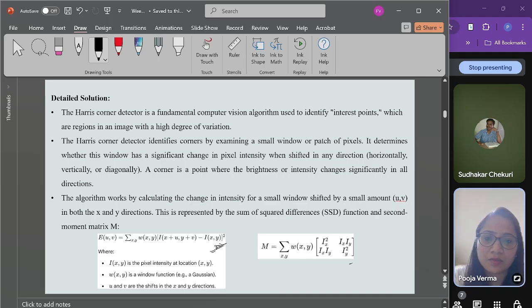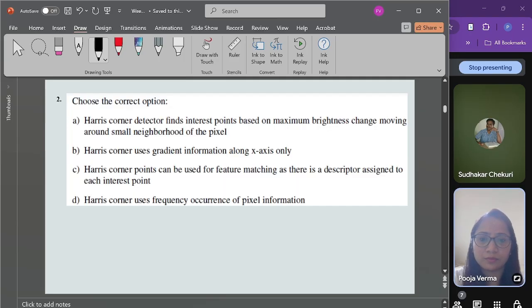Here W(x,y) is the window function and I(x,y) is the pixel intensity at location x and y. Already it is given here: the Harris corner detector identifies corners by examining small windows or patches of pixels. So it is directly given here.